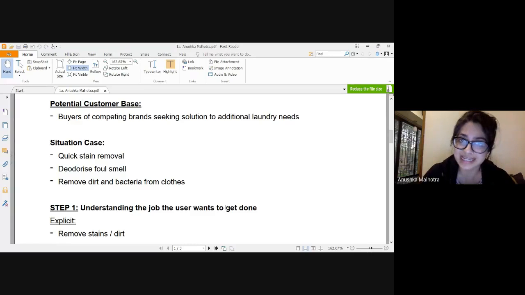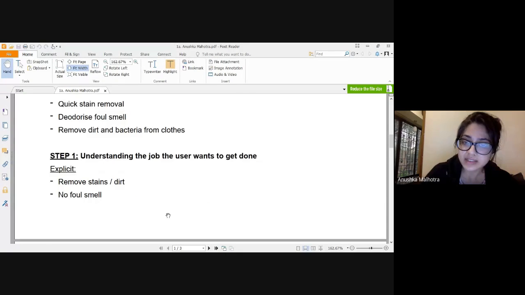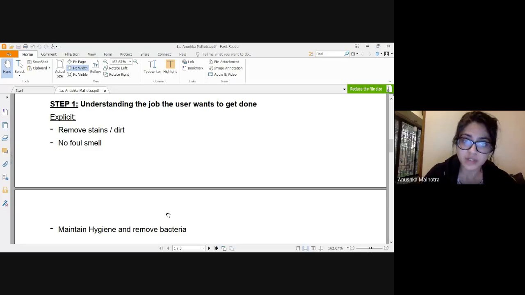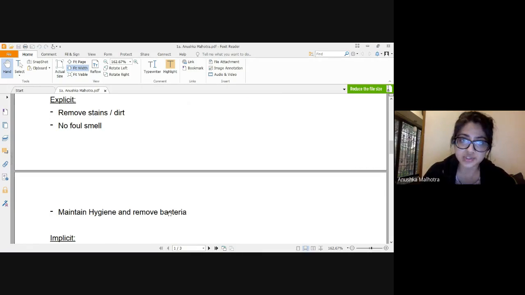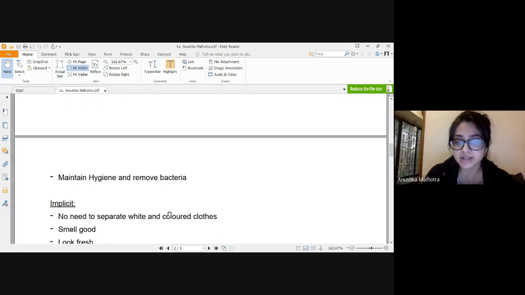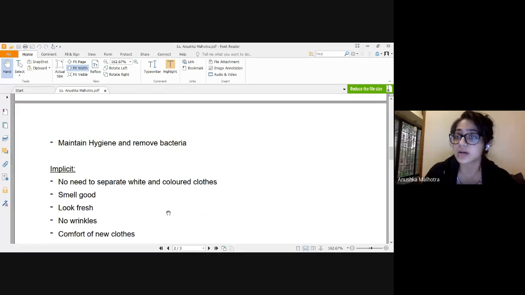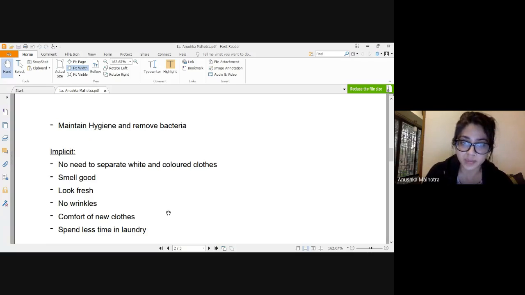If we go into the design thinking process of problem identification, the first step is to understand the job that needs to be done. You understand their cycle: why would they ultimately hire the product? I've identified certain explicit and implicit jobs. The explicit job for the user is removal of stains and foul smell, maintaining hygiene and removing bacteria. That is the basics you would expect, and the reason you would hire a detergent. The implicit ones are that you do not need to separate white and colored clothes. That is something you actually have to do, but they would want to avoid it to ease out the process.